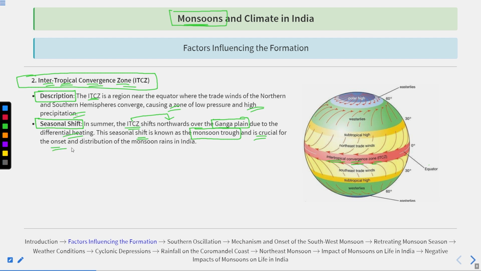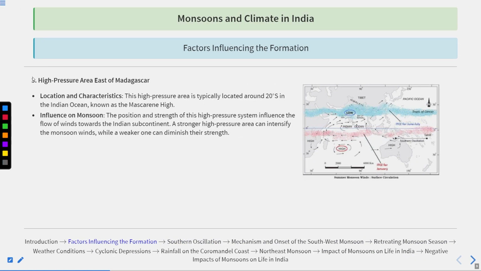Once the ITCZ is shifted there, the winds will start going there and converging there. And the area which would be covered by the ITCZ throughout the country or throughout the Ganga plain, this entire area will be an area of low pressure. So this entire area will get the winds converging there. And because of this convergence, there would be high precipitation and it causes monsoonal rainfall. Okay. So now I hope you understand why the ITCZ is necessary.